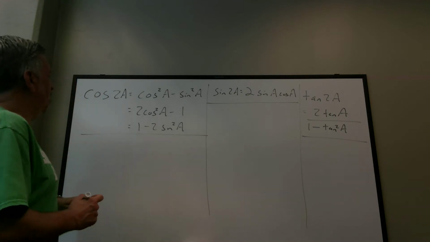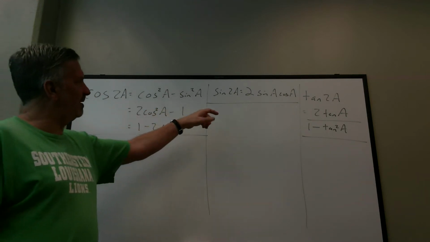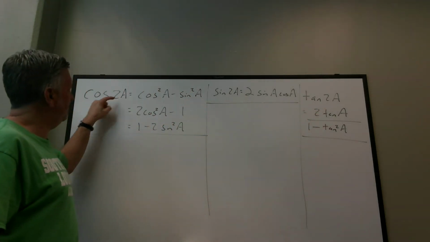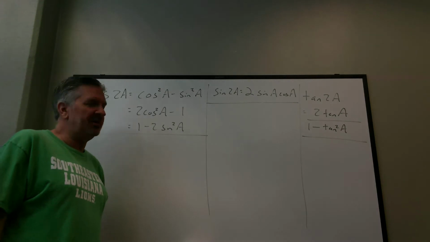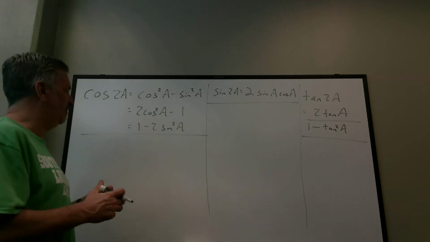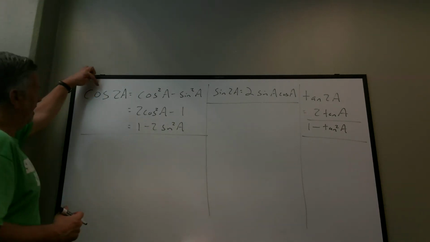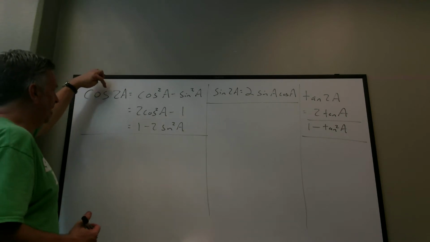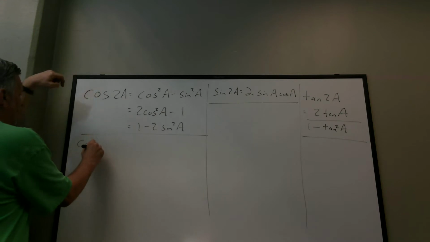Well, let me start with the cosine. Notice cosine's a little different. Sine is equal to one thing, tan is equal to one thing, but cosine of 2a is equal to three different things. So I'm going to explain where all those are coming from. I'm trying to prove this identity, so what's the procedure? Start on one side and work your way to the other. So I'm going to start with cosine of 2a.